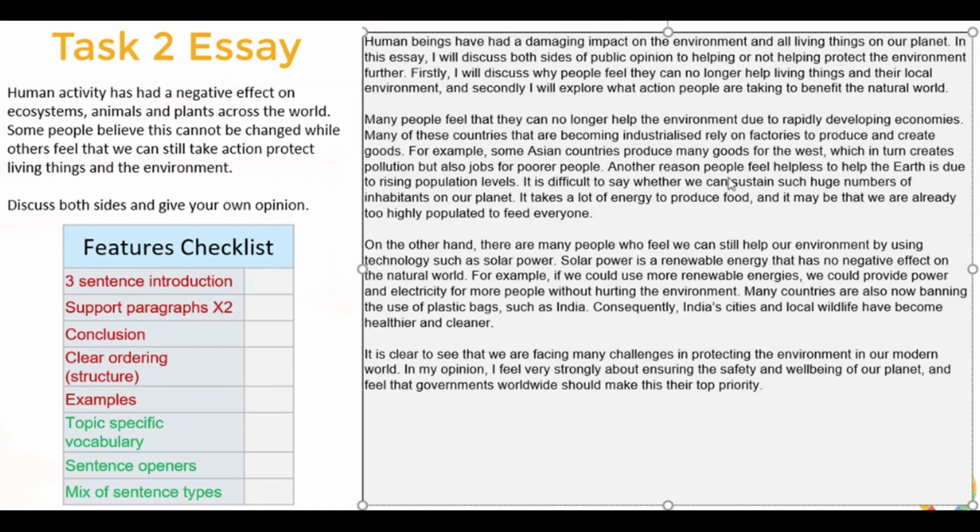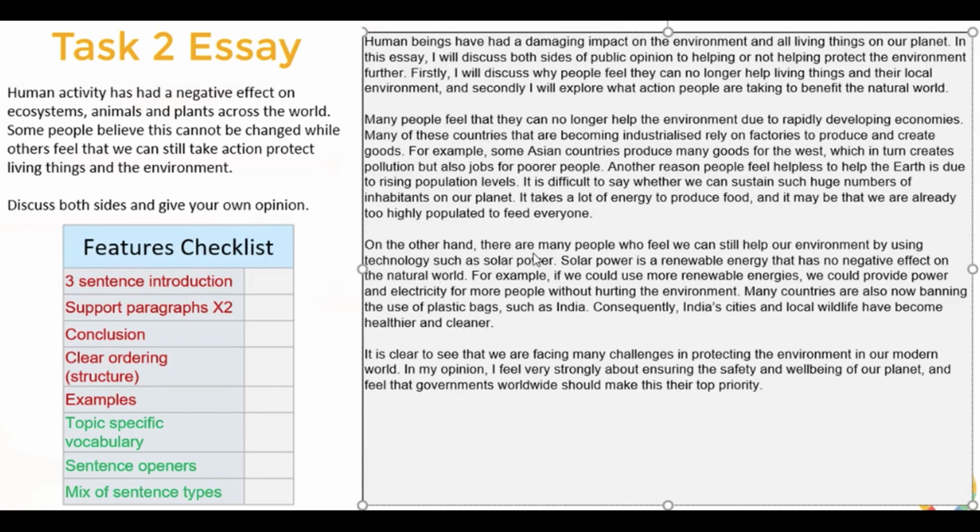Another reason people feel helpless to help the Earth is due to rising population levels. And here's a support sentence. It is difficult to say whether we can sustain such huge numbers of inhabitants on our planet. It takes a lot of energy to produce food, and it may be that we are already too highly populated to feed everyone. And here's my second body paragraph discussing the feeling that we can help the Earth.